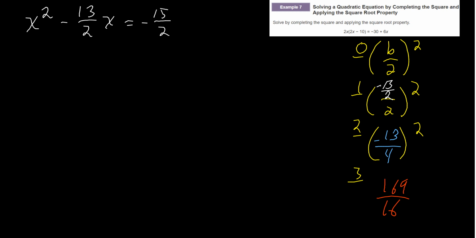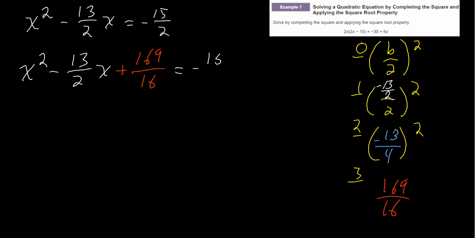All right, so here we go. This left side now becomes x squared minus 13 over 2x, and then plus 169 over 16, and that is equal to a negative 15 over 2. And then if we added 169 over 16 to the left side, we must also add it to the right side.